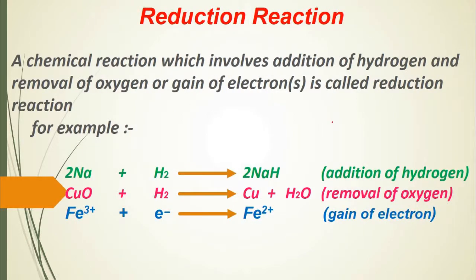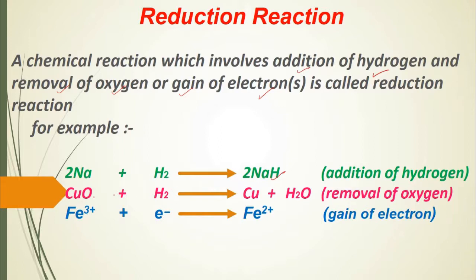A reduction reaction is a chemical reaction which involves addition of hydrogen, removal of oxygen, and gain of electrons. For example, we can see in these three examples: sodium reacts with hydrogen and forms sodium hydride, and here hydrogen is added.